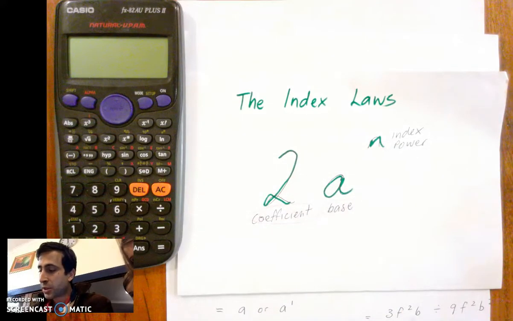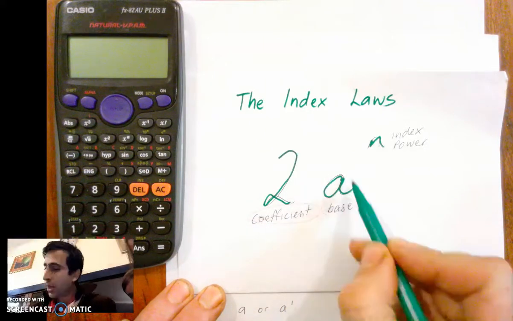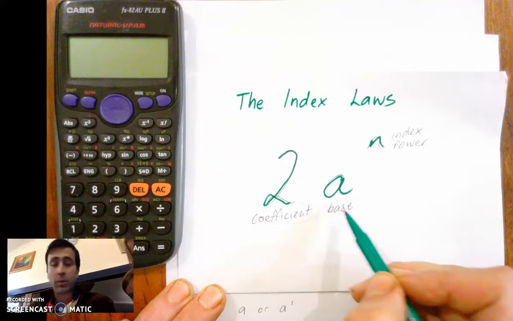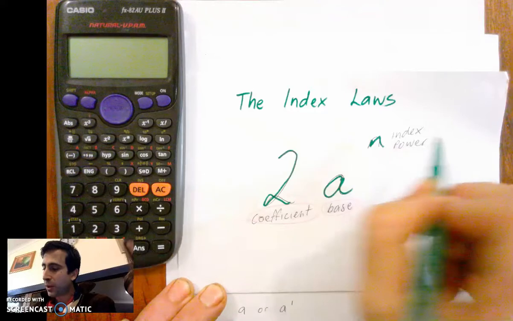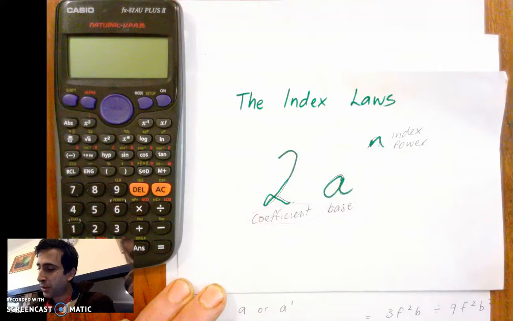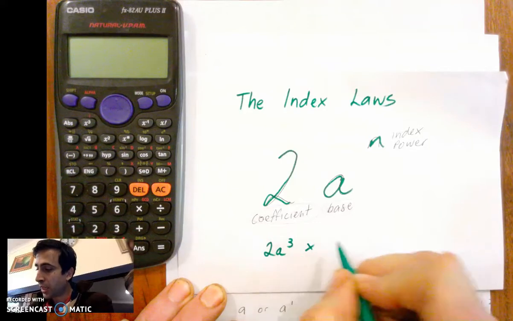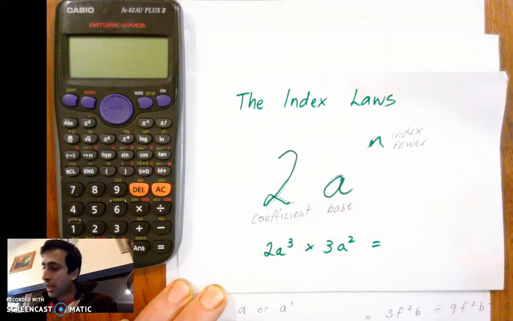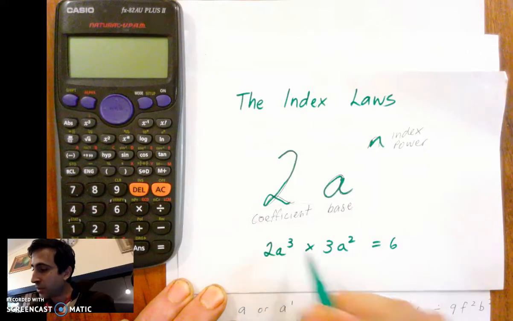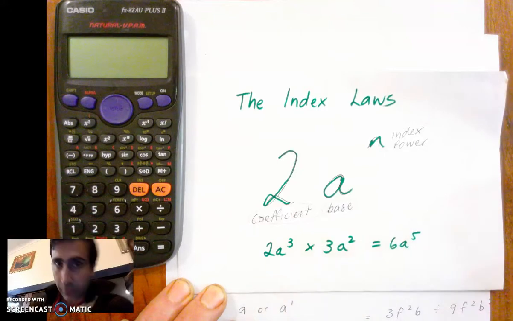Okay, so we remember the a itself is the base, and the base never changes. The n is what we call the index or the power, and the number at the front we call the coefficient. And we're kind of comfortable with this idea of 2a cubed times 3a squared. And in class we would say, okay, so that's numbers times numbers, so that's 2 times 3, which equals 6. A cubed times a squared, so there's 3 here, there's 2 there, and we end up with a to the power of 5. Now, in this case, we're all cool with this, I hope.